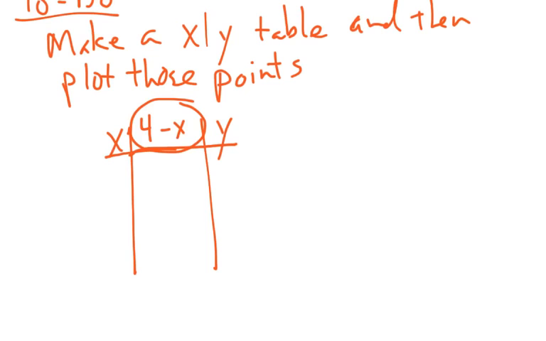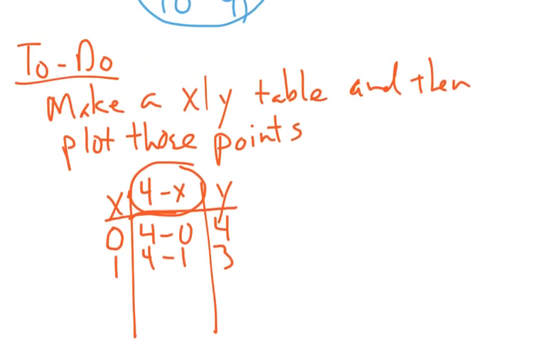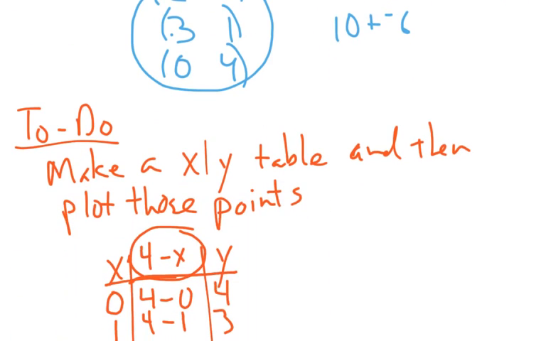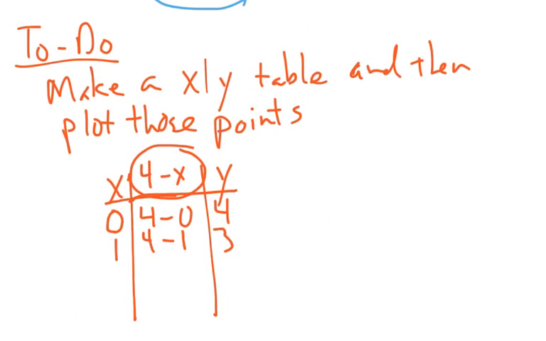And so what I can do is put values in. If I put in 0 for X, I can go 4 minus 0 to get 4 there. If I have X equals 1, I'll put in 4 minus 1, which is 3. And now I'm starting to create some points that I can plot later. Okay? So this is ultimately what we need to remember and do. Graphs are pictures of our solutions. To do, we make an XY table, and from there, we can start plotting some points.